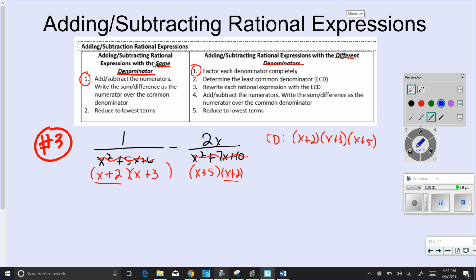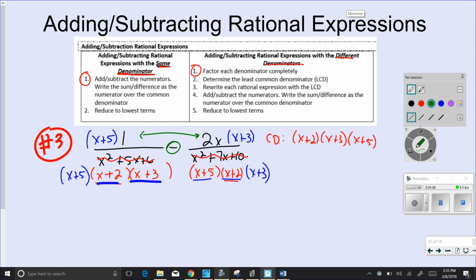Then what we have to do is make both fractions have that. The one on the left has the x plus 2, it has the x plus 3, but it's missing the x plus 5. So you multiply the top and the bottom of the fraction by x plus 5. The next fraction has the x plus 5, it has the x plus 2, but it's missing the x plus 3. So you multiply top and bottom by x plus 3. In order to actually subtract these two fractions, you need to have terms to subtract in your numerator. So you have to multiply out your numerator so you can combine together your like terms.